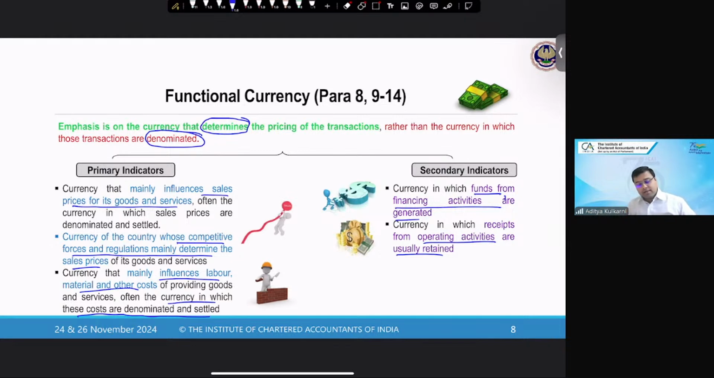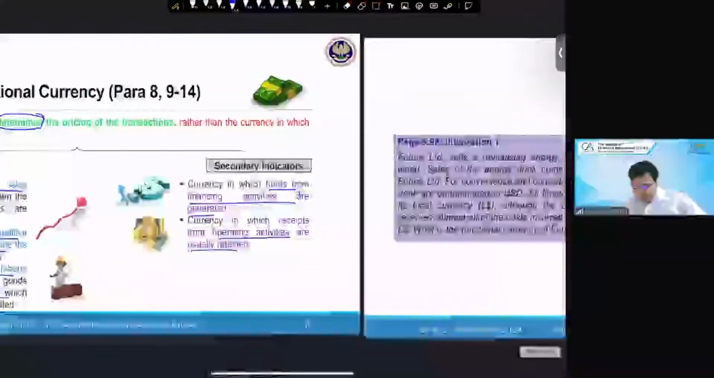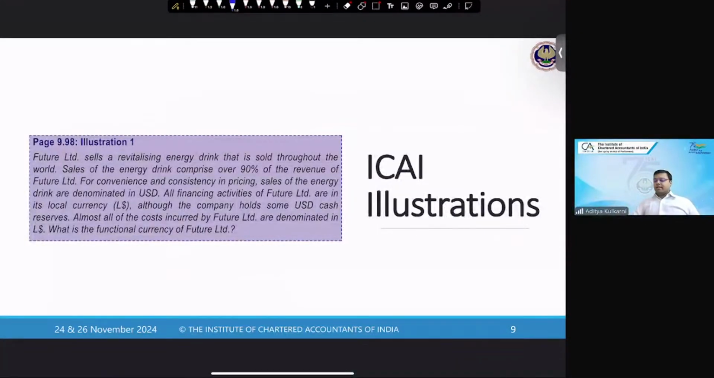Are we okay with this? Yes, sir. Confirm. Monica also confirmed. Jeannie also confirm. All right. Fine. John confirm. Hemant also confirm. Okay. Fine. So now let us look at some illustrations.